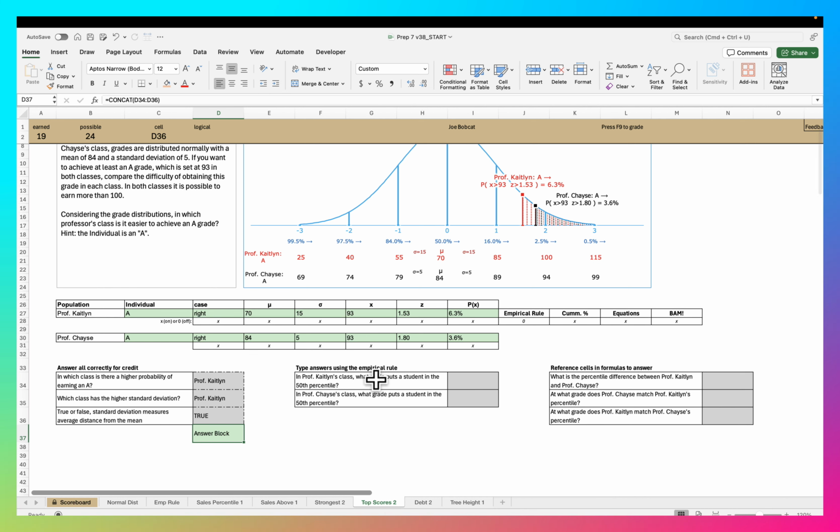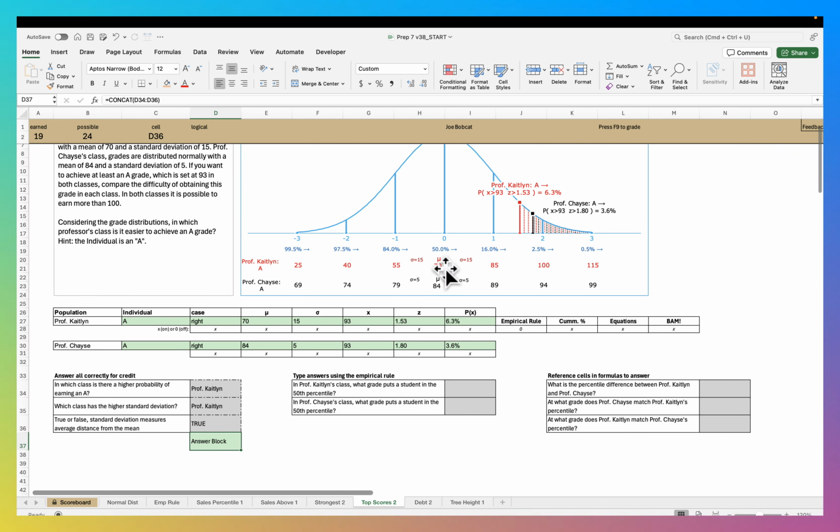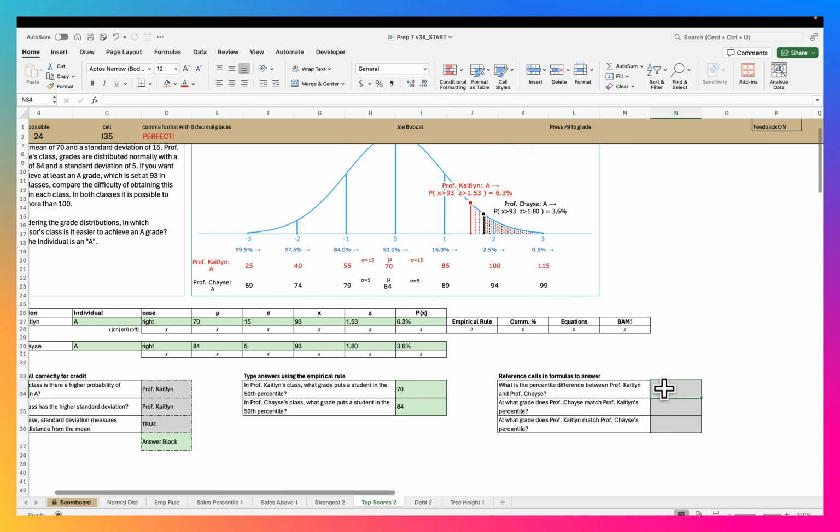Okay, in Professor Caitlin's class, what grade puts a student in the 50th percentile? So the 50th percentile is a 70. And in Professor Chase's class, the 50th percentile is an 84. What's the percentile difference between the two? So that's going to be equal to 6.3 minus 3.6.